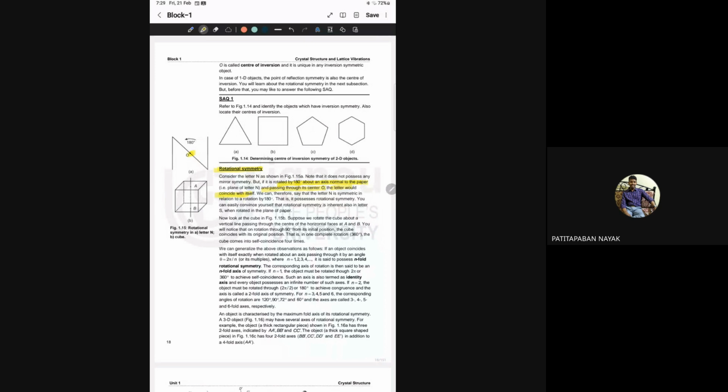That means what? If I write n, and then I rotate it 180 degrees. If I rotate 90 degrees, it will be like this. If I rotate again another 90 degrees, it will be somewhat like this, right? So it will be the same n again. So if we rotate by 180 degrees, then the object becomes the same. Okay.